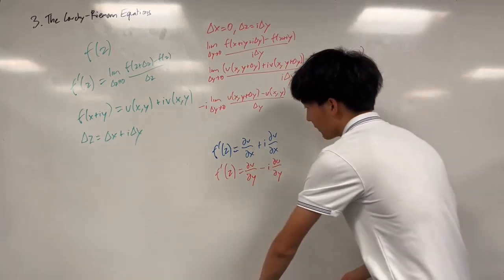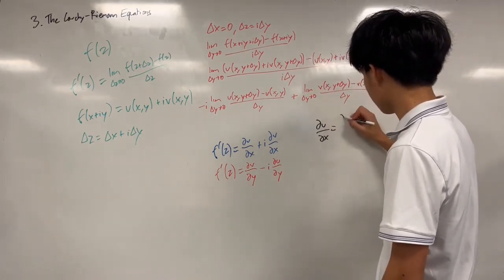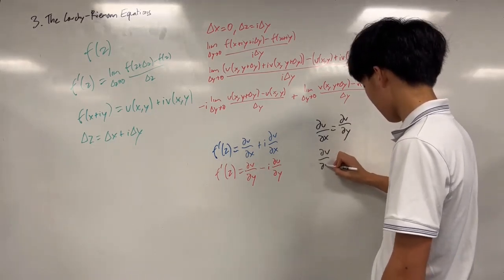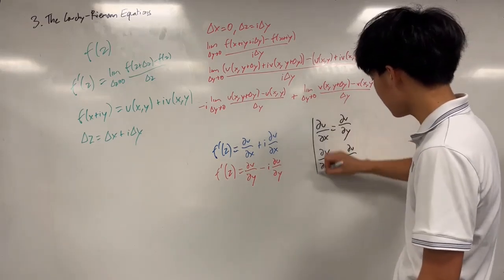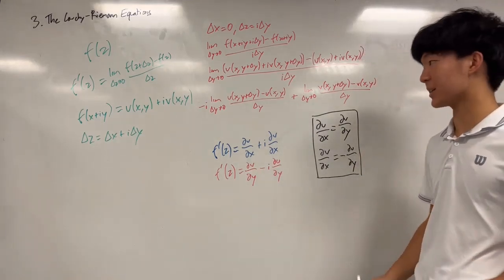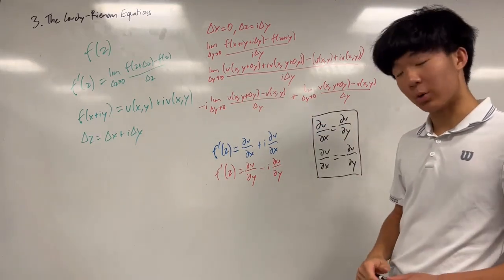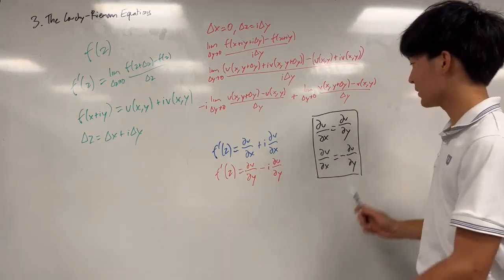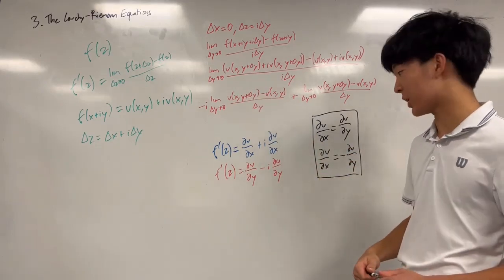And so, we get del u del x equals del v del y, and del v del x equals negative del u del y. And these are known as the Cauchy-Riemann equations, and these are the basic criteria for complex differentiability. If f of z is complex differentiable at a point, then these equations must be satisfied at that point. And it goes vice versa. If these equations are satisfied at that point, f of z is complex differentiable at that point.